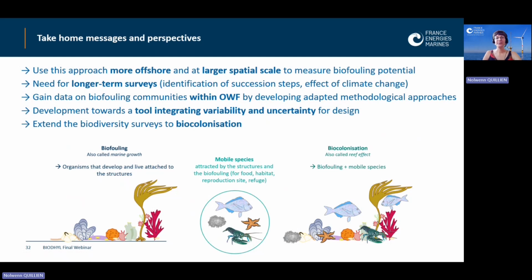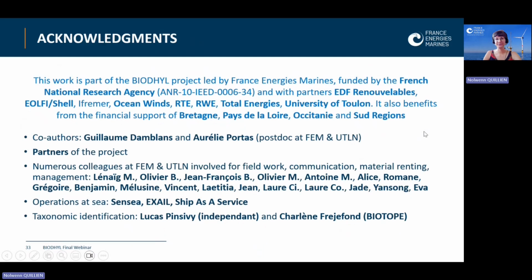And there is a need to gain data on biofouling communities within offshore wind farms by developing adapted methodological approaches. So after gaining knowledge before the installation, we need to gather knowledge within operating offshore wind farms. And also to develop integrating tools to show variability and uncertainty of biofouling for design. And finally, probably extend the biodiversity surveys to biocolonization, including mobile species, not only the fixed species.